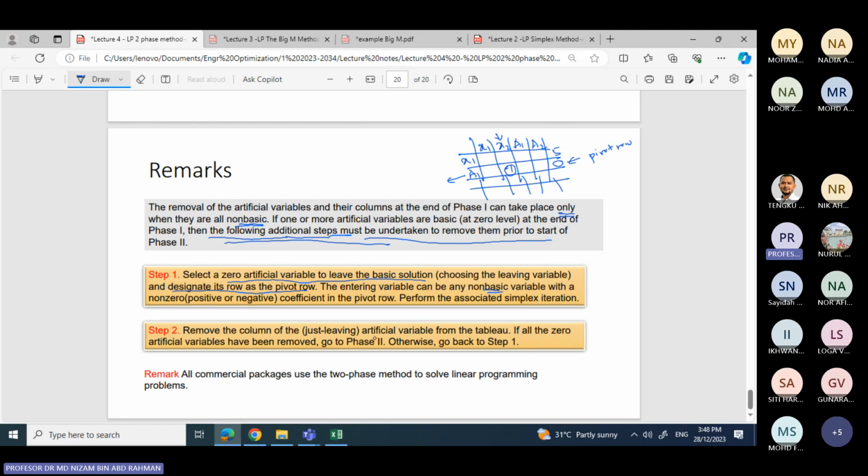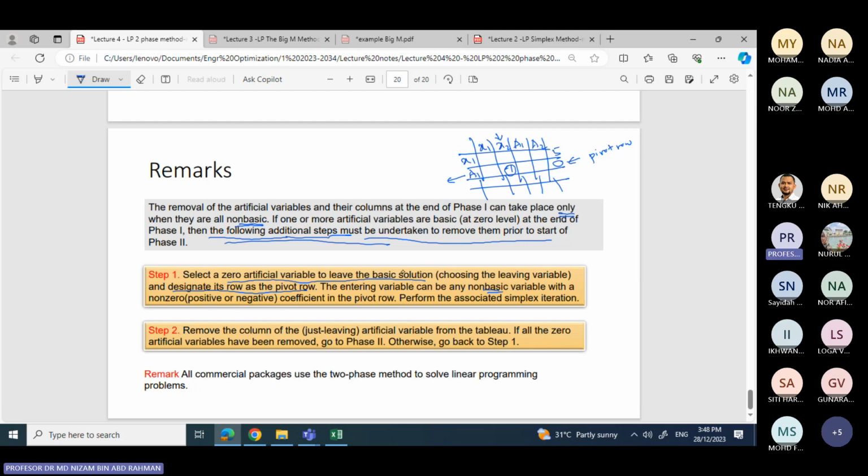If all the 0 artificial variables have been removed, go to phase number 1. So if you do that, then basically in the iteration process, right? If A2 is not the new entering variable, then basically you are done with it. Okay. Otherwise, go back to step number 2 and you repeat the whole process again.